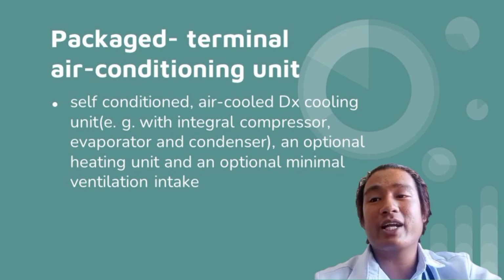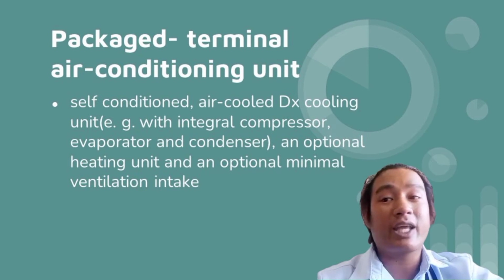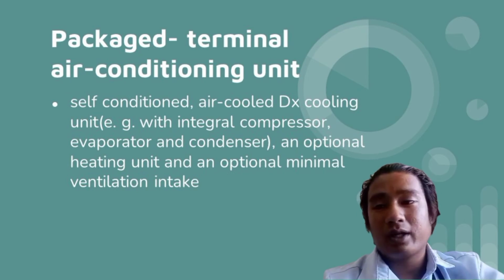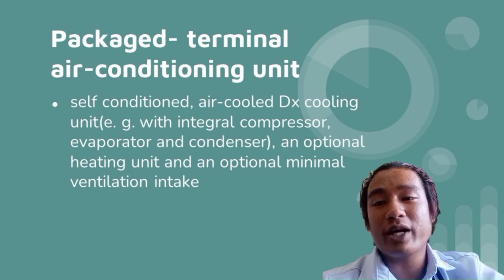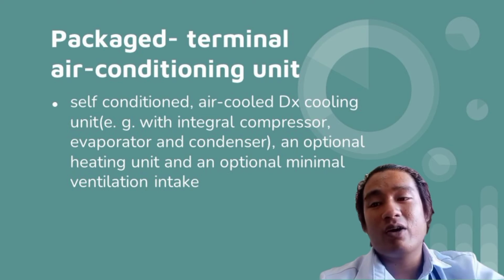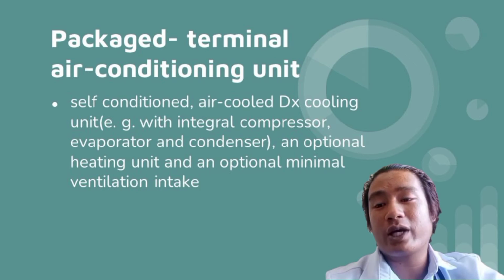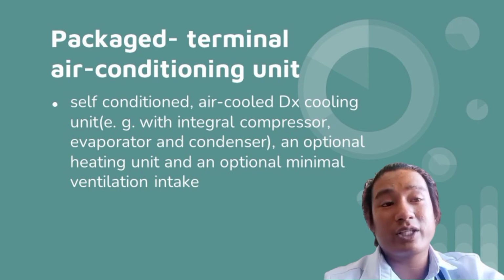On the next slide is a packaged terminal air conditioning unit, or the PTAC. It's a self-contained air-cooled DX cooling unit with an integral compressor, evaporator and condenser, an optional heating unit, and an optional minimum ventilation intake. A PTAC unit contains all four components encased in one unit and is usually located in the utility closet or an exterior wall. A wall-mounted PTAC unit is interchangeable. It fits in a sleeve or extends through the wall so outdoor air can be accessed. PTACs are used to heat or cool a single living space quietly and efficiently using only electricity. PTACs are commonly used in hotels and apartments, as shown in photo 6.21.